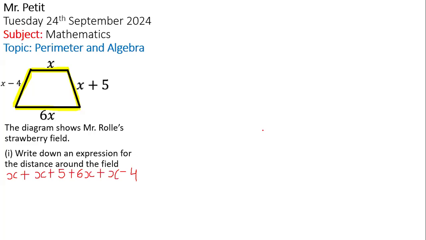So what we're doing, you know this, perimeter? Have I done perimeter before? No. So perimeter is the distance around the shape. So we just want an expression for the distance around the shape. The first side is x, so we put x there. The next side is x plus 5, so we put x plus 5. The next side is 6x. We put that there. And the next side is x minus 4. And that's how we got it. That makes sense? Good. So we're just adding all of the sides. The next step is to simplify it.